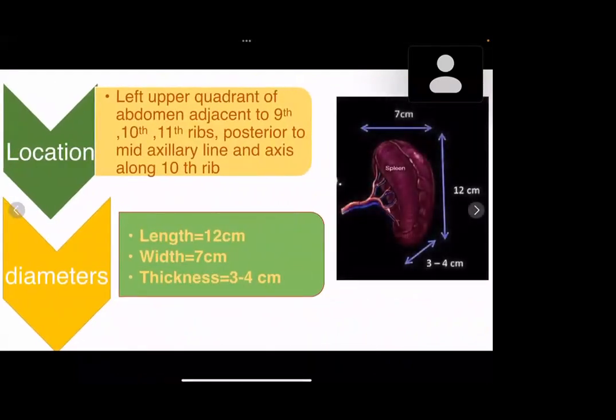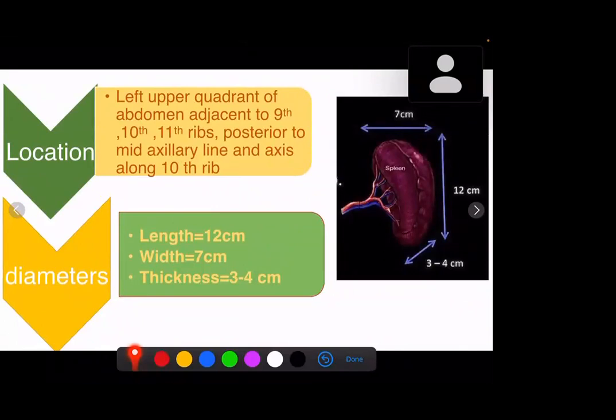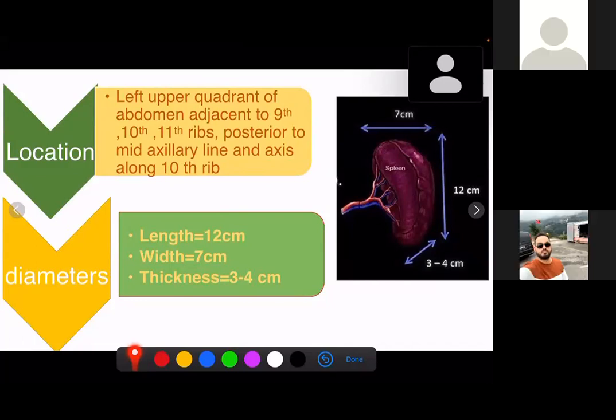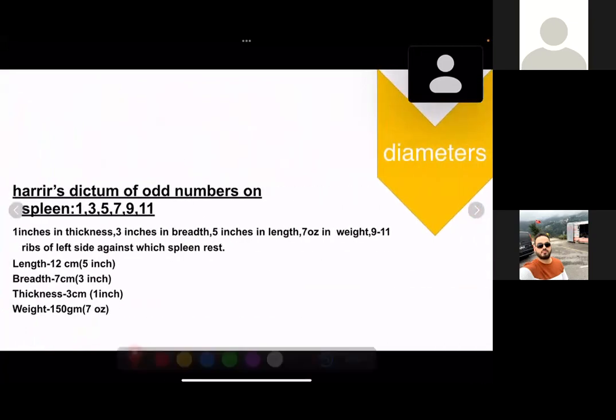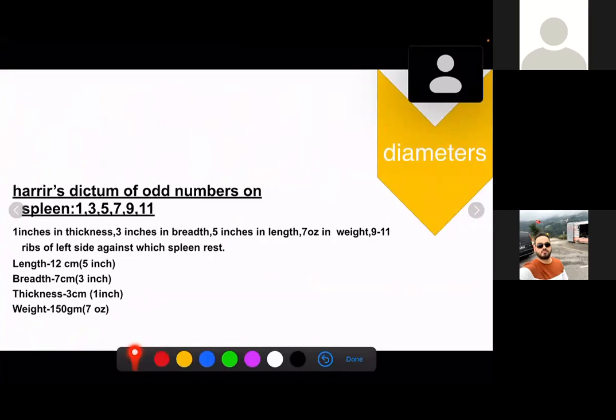Location of the spleen. The spleen is located in the left upper quadrant of the abdomen, adjacent to the 9th, 10th, 11th rib, and it is posterior to the mid-axillary line, and its axis is along the 10th rib. Regarding the diameters of the spleen, it's 12 centimeters long, 5 centimeters wide, and 3 to 4 centimeters thick. This is a Harris diagram to help you memorize the diameters of the spleen. We have 137, which are the diameters of the spleen: 1 inch thickness, 3 inches breadth, and 5 inches in length. It is 7 oz in weight, which is about 150 grams, and overlying the 9th to 11th rib.